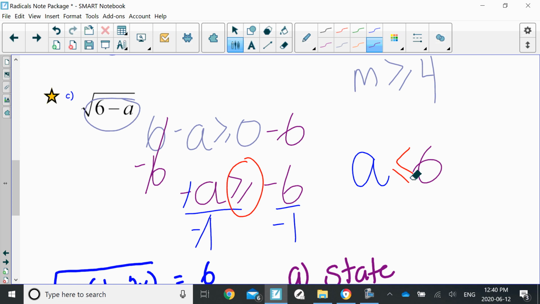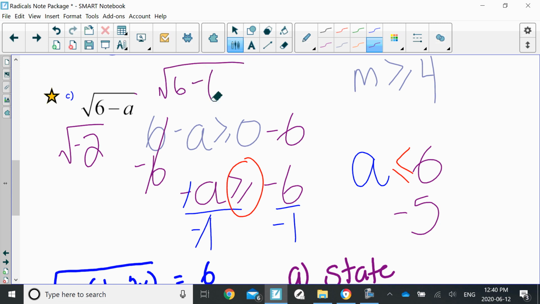And I'll show you where the restriction wouldn't work. Let's say I picked 8. 8 does not follow a is less than or equal to 6. If I pick 8 and I did 6 minus 8, that would be the square root of -2. We know we can't do that, right? However, if I pick any number less than 6, so let's say I picked -5, right? That's less than 6. And I put it under my radical. So 6 minus, if a is -5, that gives me the square root of 11, and that works.